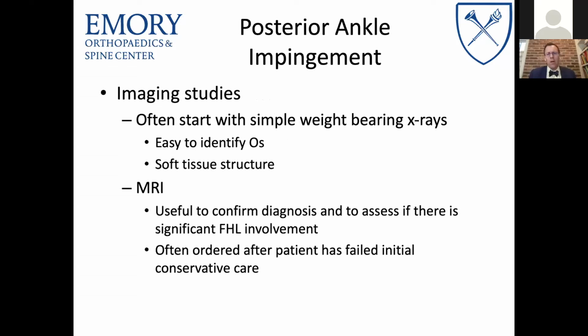And so, you know, what do we do to image these? Often just simple weight-bearing x-rays are easy to identify that os. The soft tissue structures are a little bit more challenging and often need advanced imaging. MRI is useful to confirm the diagnosis and assess if there's FHL involvement. And this is always ordered after the failure of those first set of conservative care with rest, PT, booting, and the other options that we'll talk about.